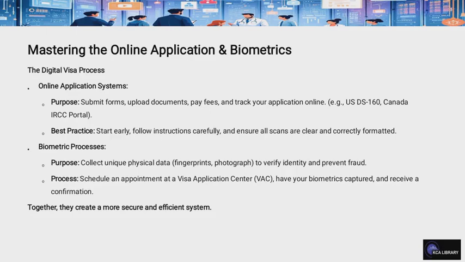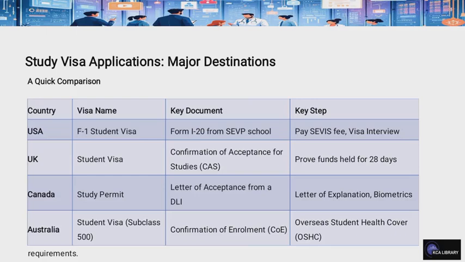And the next is the biometric process. The purpose is to collect unique physical data, in terms of fingerprints and photographs, to ensure identity and prevent fraud. The process of biometrics is to schedule an appointment at the visa application center, have your biometrics captured, and receive a confirmation. Together, they create a more secure and efficient system.